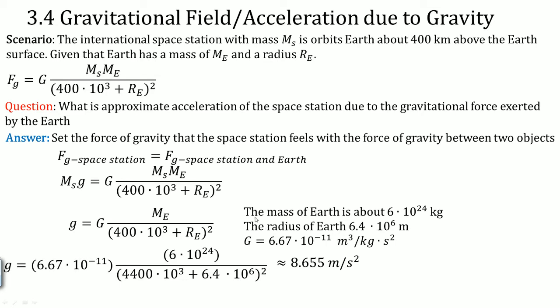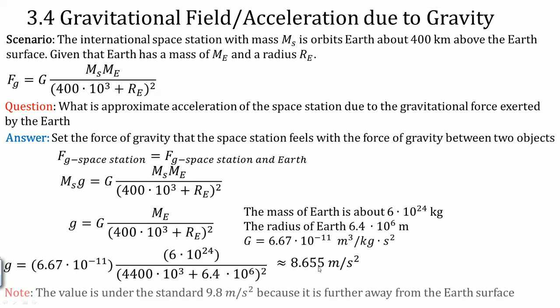These are actual real values. This is the real mass, the real radius of the Earth, and the real distance that the International Space Station is above Earth. So the International Space Station will feel a g of 8.655.